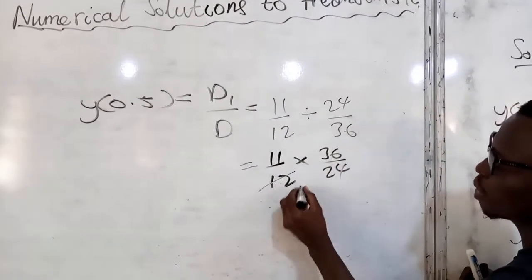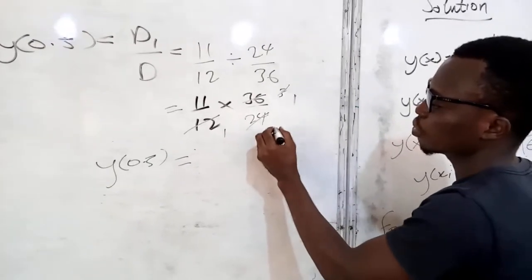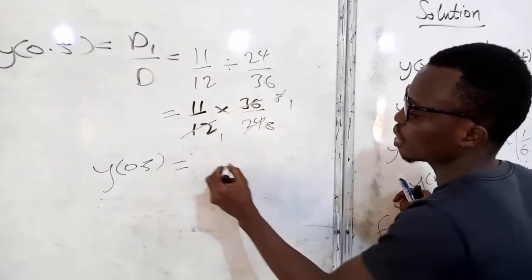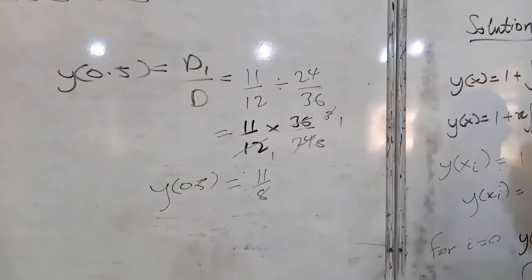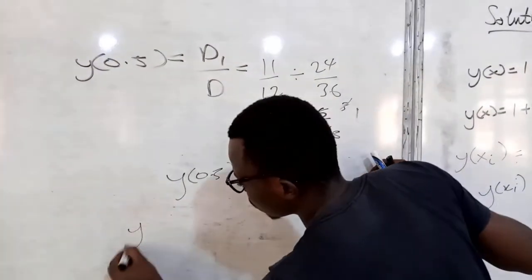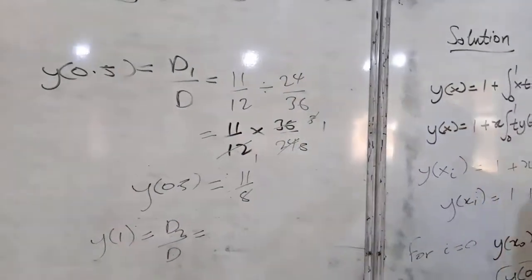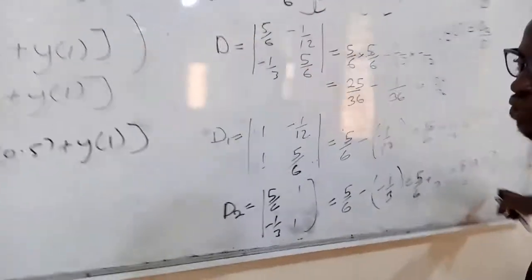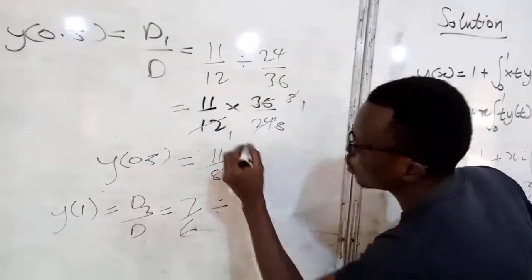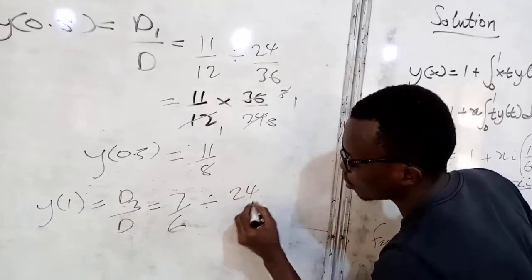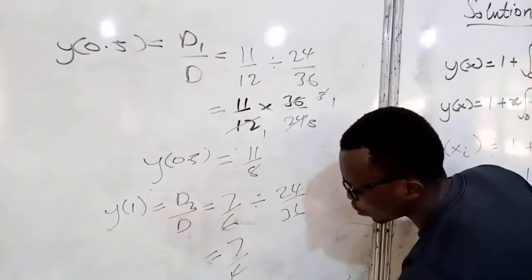This one cancels itself 1 and cancel this one. 36 3 times, 3 cancels itself 1 and cancel 24 8 times. So I'm going to have 11 out of 8. And our y1 is the same as D2 over D. Our D2 is the same as 7 out of 6. So we're going to have 7 out of 6 divided by 24 out of 36. So if we complete the whole of it, we're going to get 7 out of 4.